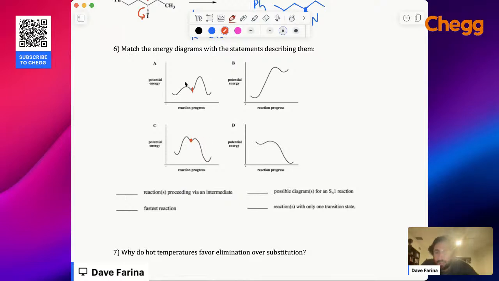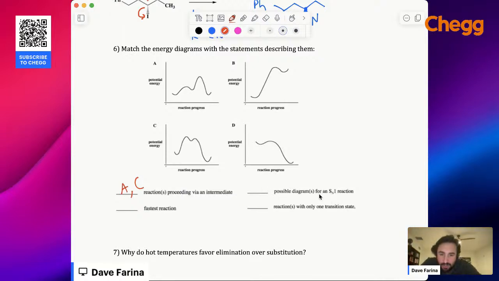We have an activation energy in the transition state to get to this little valley, the intermediate, and then a second reaction. Here we have one reaction to the intermediate and then a second reaction, right? So that means that A and C are reactions proceeding via an intermediate.